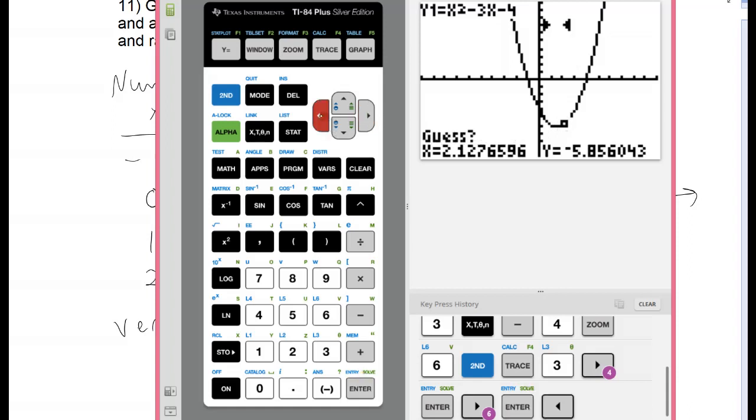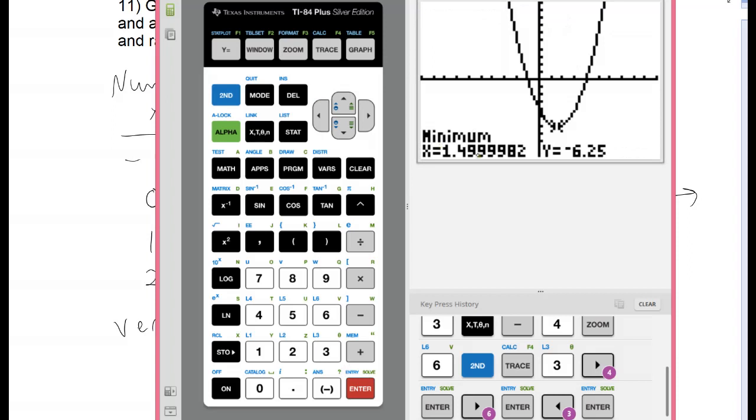Hit enter, and then they ask you to guess. If you can guess fairly accurately, the calculator will find it faster. So somewhere in the middle is my guess. Alright, so the calculator is a little flawed. It is actually at 1.5.